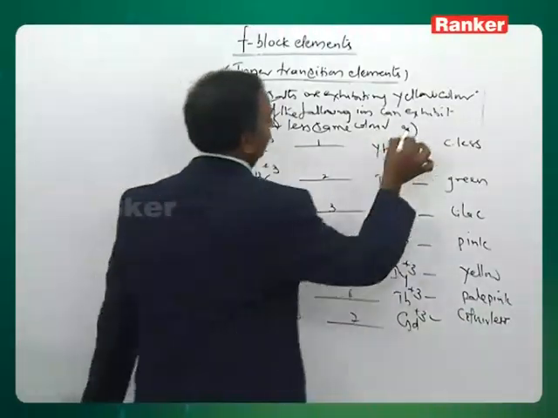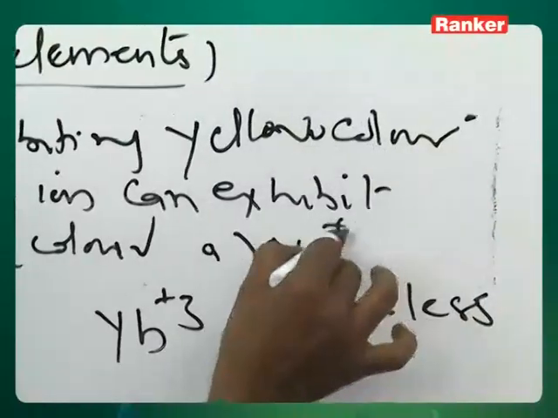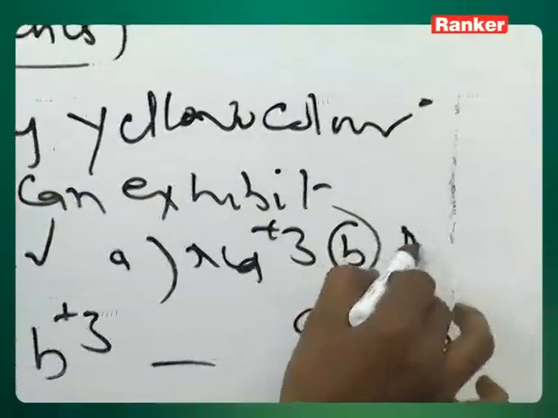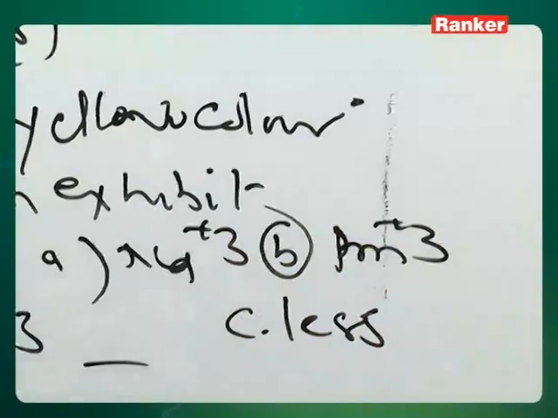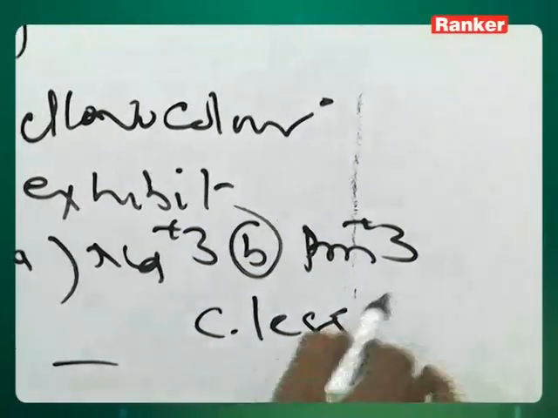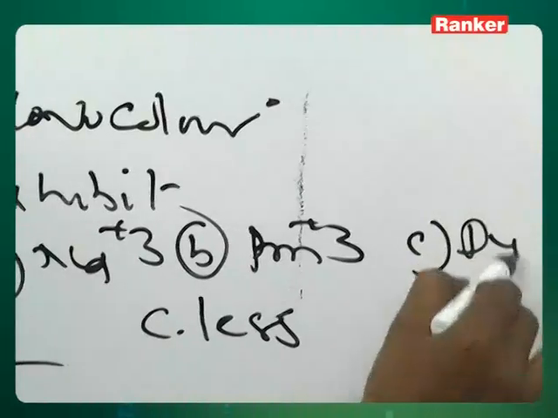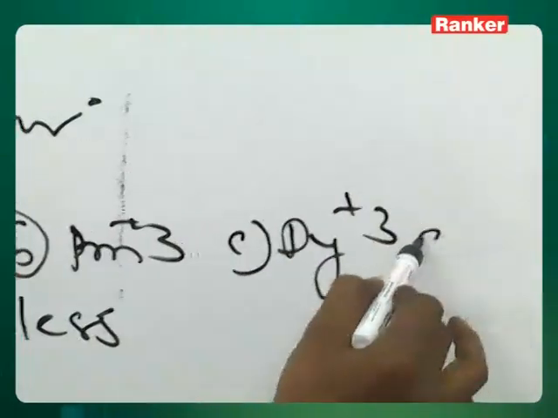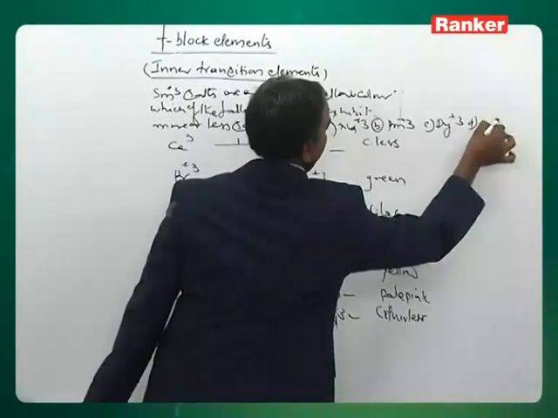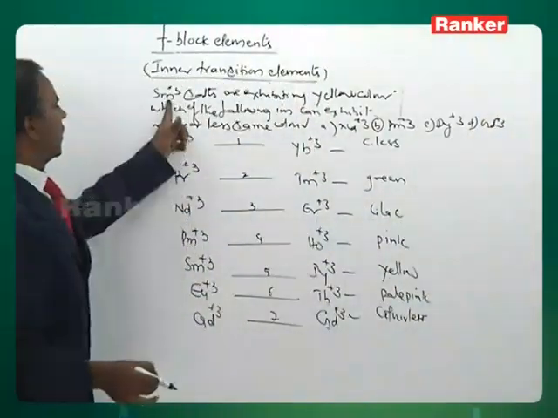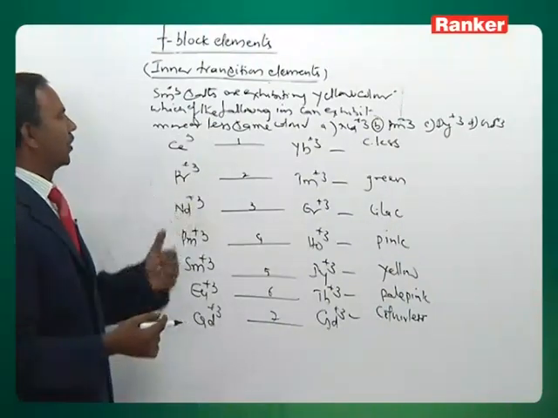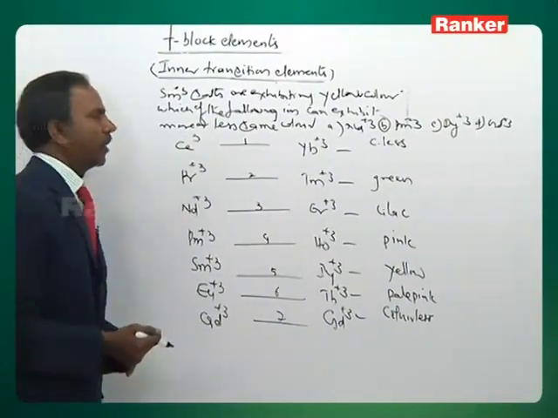Now neodymium +3, let me write neodymium +3, and again you can take promethium +3. Check it, samarium opposite dysprosium. See, let me take dysprosium +3 and you take gadolinium +3. Like this, samarium +3 salts are exhibiting yellow color. Which of the following can exhibit more or less identical, or more or less the same color?